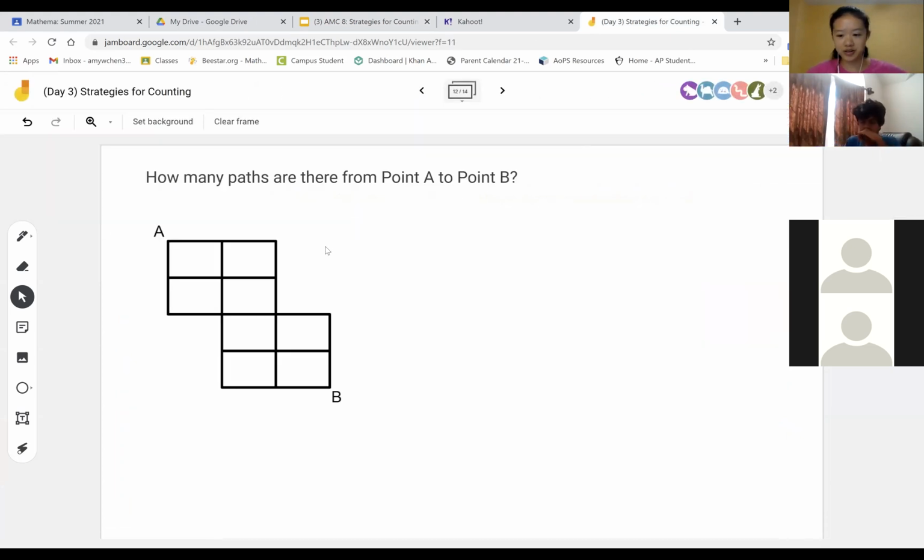How many paths are there from point A to point B? If you guys want to write on the Jamboard and start numbering, you can definitely do that. Yeah, 1, 1, that's right. Yeah, so far so good.